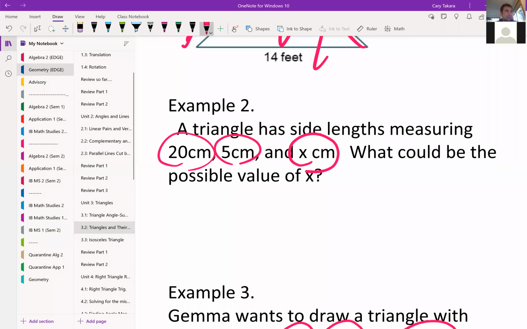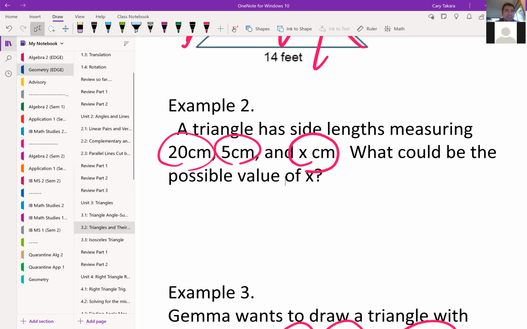You cannot exceed 20. So 21 doesn't work. 22. What do you guys think? What do you think is the highest that you can go? What's the ceiling and what's the floor at the bottom? Yeah, it will be the highest. It has to be less than 25 and it has to be bigger than 15.